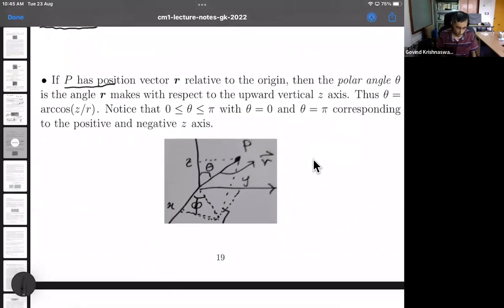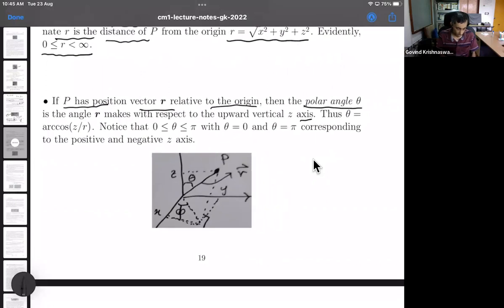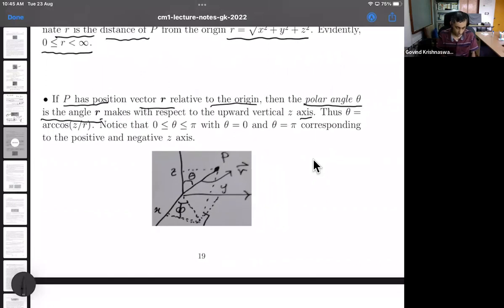Suppose P has position vector r relative to a chosen origin. Then the polar angle theta is defined as the angle that this radius vector makes with respect to the upward vertical z-axis. That is illustrated in this picture. This is my position vector, also known as radius vector. You have the z-axis. The angle between these 2 vectors is the polar angle. The reason for the name polar is that we think of this as directed towards the North Pole, and this is the angle made with that polar axis.